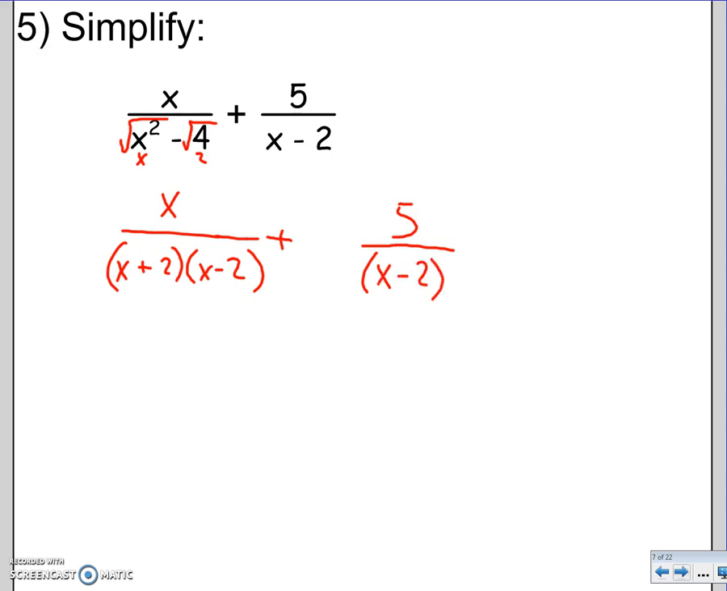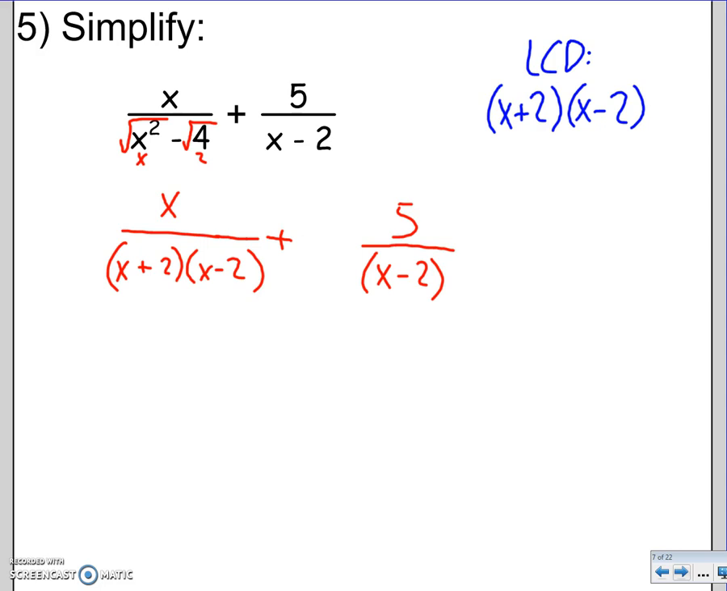Step 2, LCD. I like the bottoms. I need each different factor a certain number of times. I go in order. The first thing I see is x plus 2. The most times it appears in a single fraction is once, so I only need one of them. The next thing is x minus 2. The most times it appears in a single fraction is once, so I only need one of them.